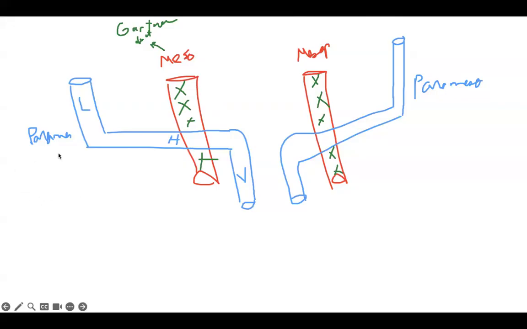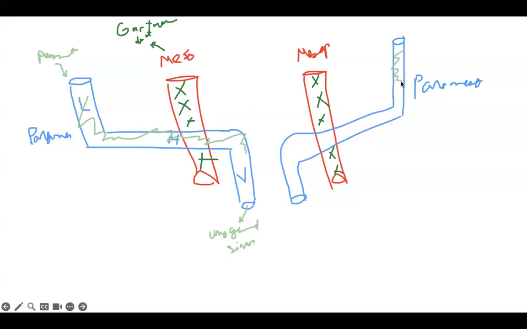The paramesonephric duct has two openings. The cranial opening will open in the peritoneal cavity, and the caudal will open in what is called the urogenital sinus, which is from the hindgut. So the paramesonephric duct in female has two ends: one end cranial, open in the peritoneal cavity, and one end caudal, open in the urogenital sinus.